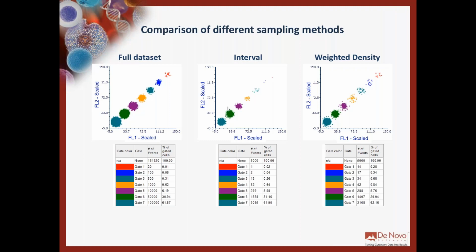So what I've done here was creating a fake data set with 7 different populations of decreasing frequency. Okay, what you see on the left is the full data set. It's 161,000 cells, data points, 7 populations. This one contains 100,000, 50,000, 10,000, down to 20. So the red one only contained 20. This is 0.01%.